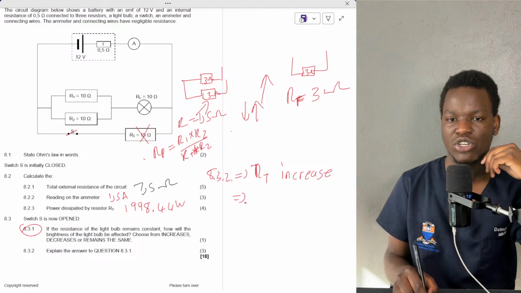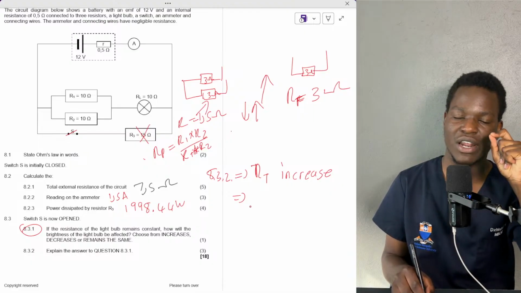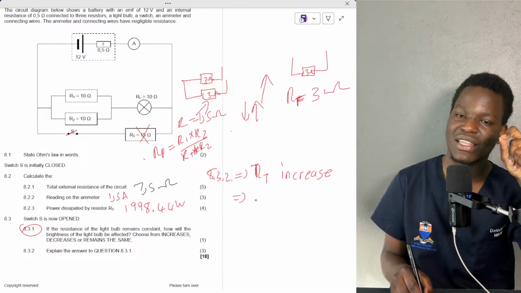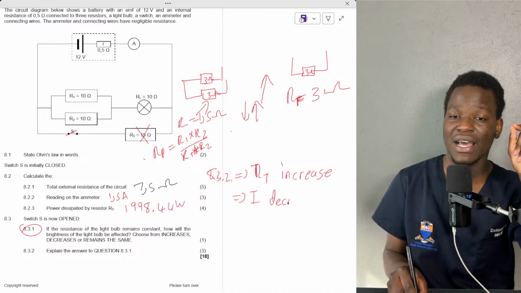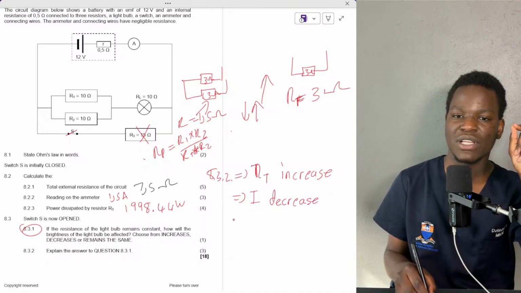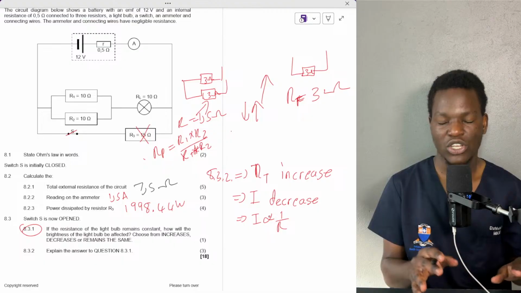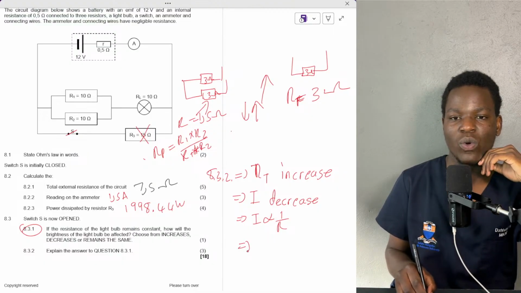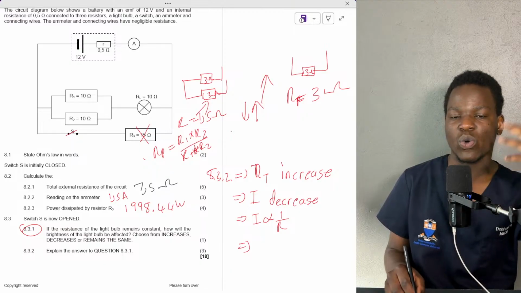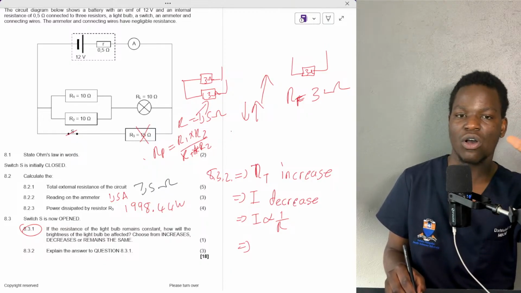And then you continue with your reasoning to say that if R total always increases, therefore the current of the circuit decreases. That's the current. Why? Because current is inversely proportional to what? To resistance. We are still reasoning there.